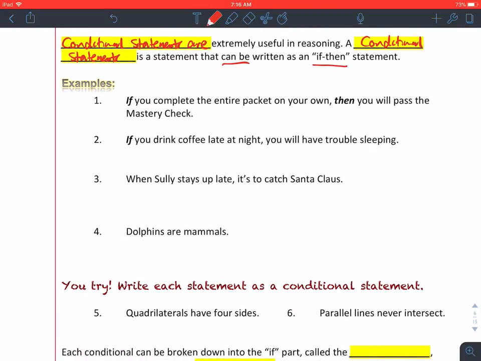So example 1. If you complete this entire packet on your own, then you will pass the mastery check. This is an example of a conditional statement. The part that comes after the if and before the then, that is called the hypothesis. If you want to have fun with it, then say hypothesis. You will pass the mastery check. Whatever comes after the then, that is called the conclusion.